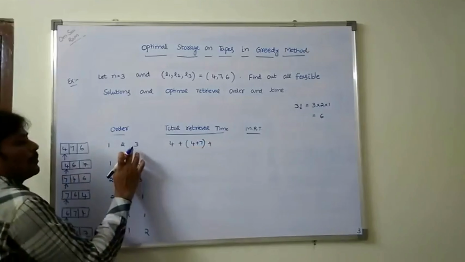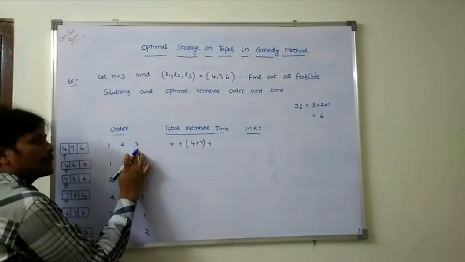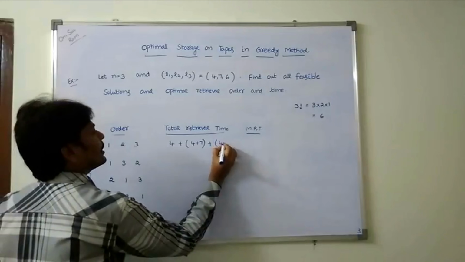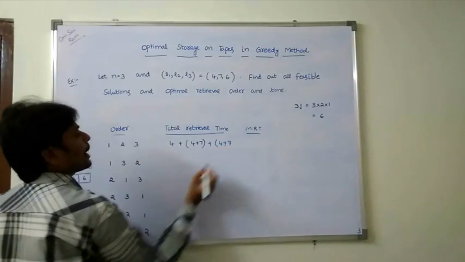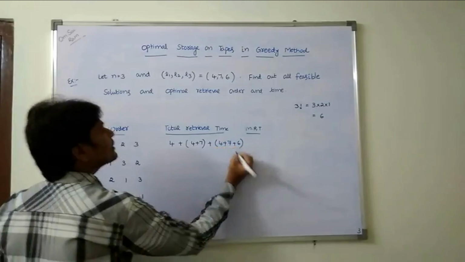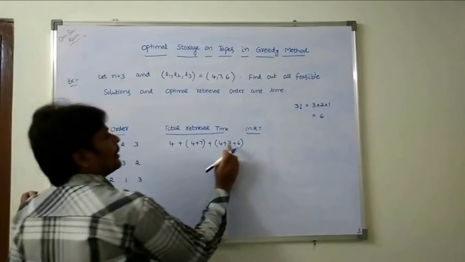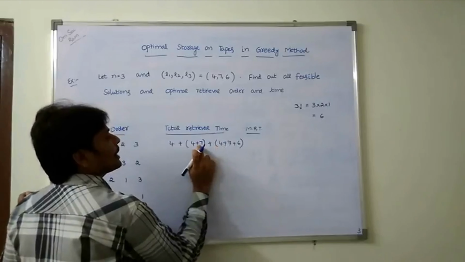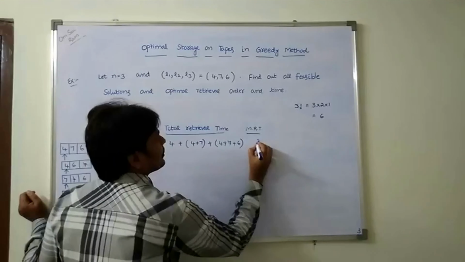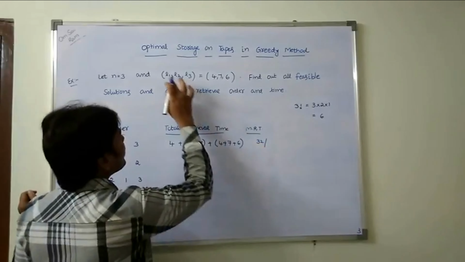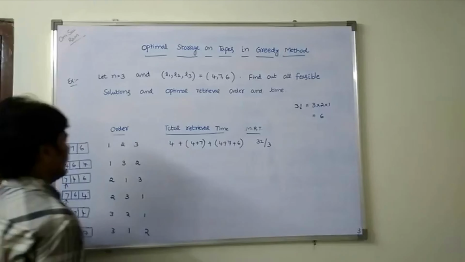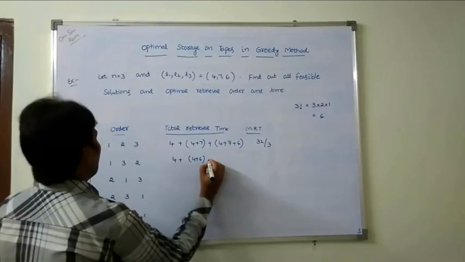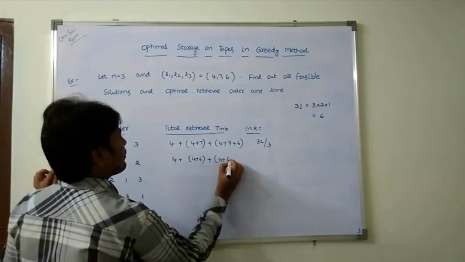Next, the time required for accessing the third program is the time for the first program 4, the second program 7, and the third program 6. So 6 plus 7, 13. 13 plus 4, 17. 17 plus 7, 24, 28, 32. So 32 divided by the number of programs, 3, is 32/3. Next, 4 plus 6 plus 4 plus 6 plus 7.